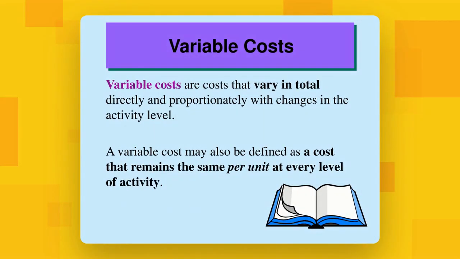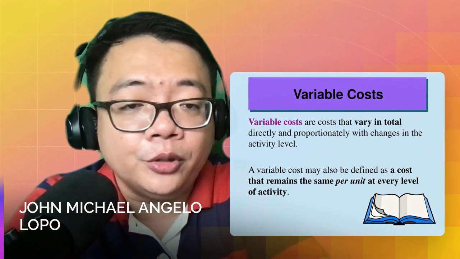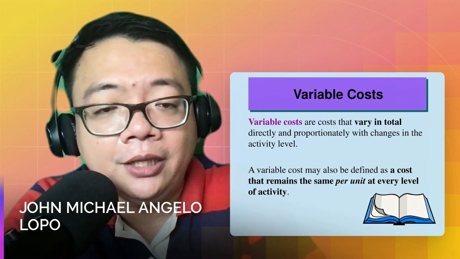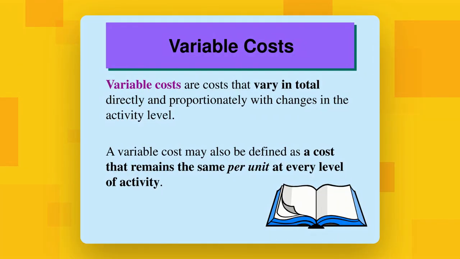But in terms of the variable cost per unit in the CVP analysis, variable cost per unit will remain the same regardless of your activity level. Hindi magbabago, class, ang ating variable cost per unit. Again, we go back to our discussion. Your variable cost total will vary directly and proportionately with the changes of the activity level, while the variable cost per unit will remain the same regardless of your activity.